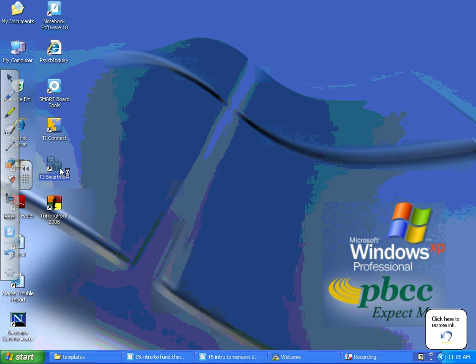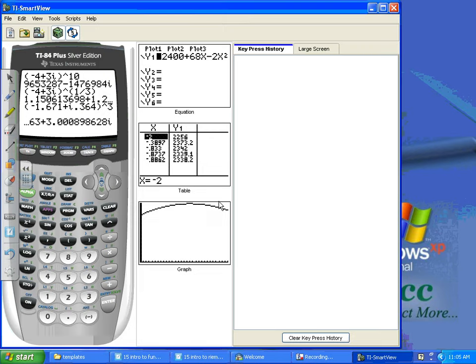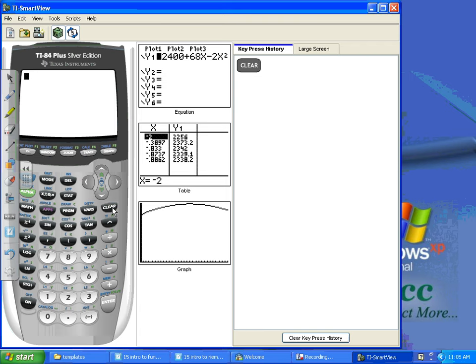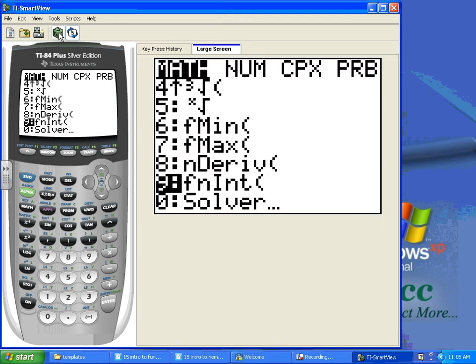There is a function integration key in your calculator. It's under the math menu. So go to math and go all the way down to find the function integration key. You can go all the way down or go up where it says FNINT. It's number 9 on my calculator, as you can see, FNINT, function integration.